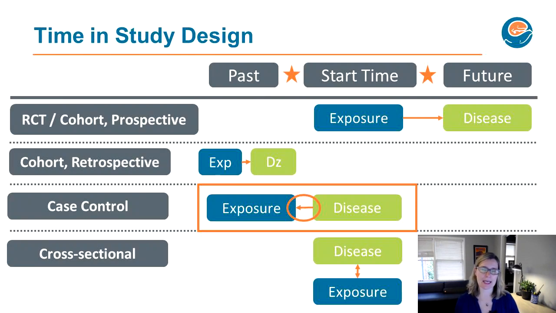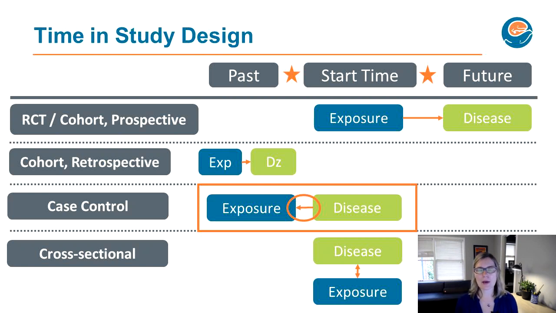So, time and study design, just to orient you to where case control studies lie. We have our RCTs and our cohorts that are prospective, where we start today, we put people into groups and we follow them over time. We have our retrospective cohort where everything has happened in the past, but we know for a fact that the exposure came before the outcome, and we're classifying people based on whether or not they had some exposure. And then in our cross-sectional design, we have our disease and exposure that we're measuring at the exact same point in time, as a cross-section.